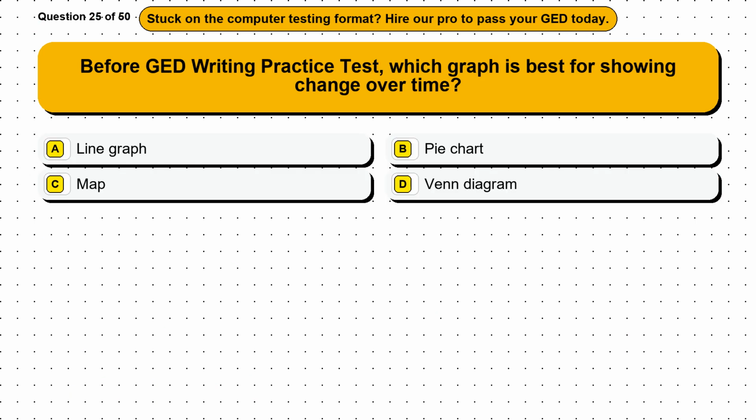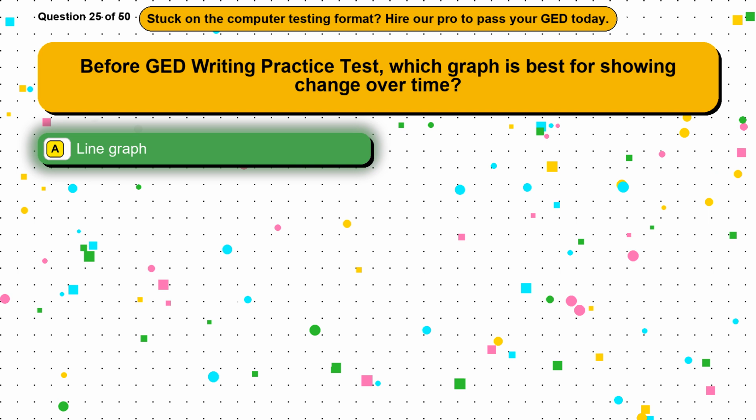Question 25. Before GED Writing Practice Test, which graph is best for showing change over time? Option A, line graph. Option B, pie chart. Option C, map. Option D, Venn diagram. The correct answer is option A, line graph.